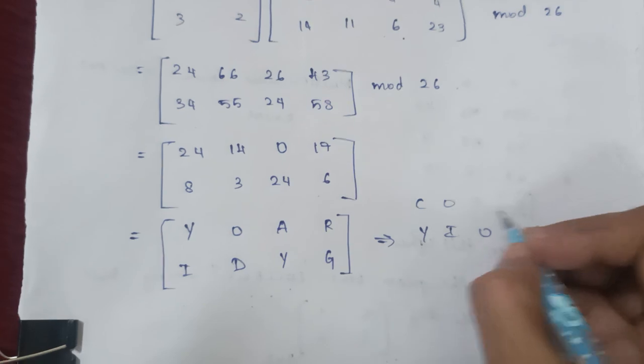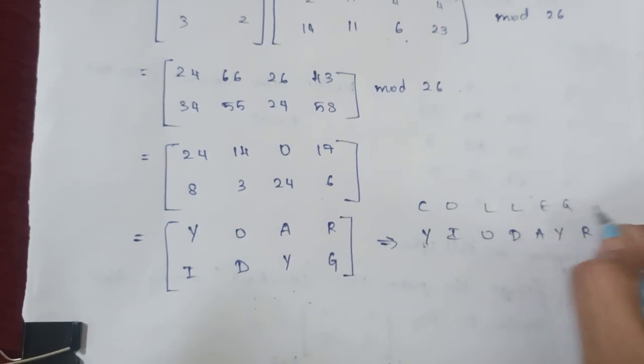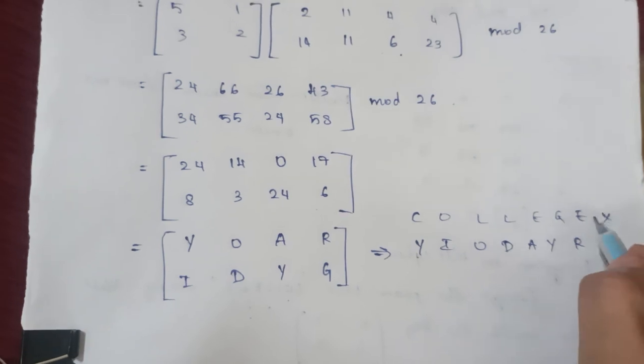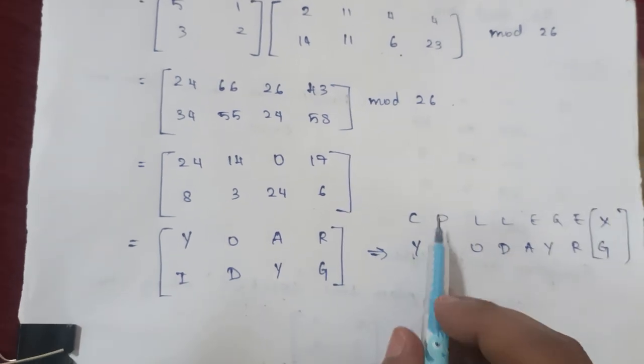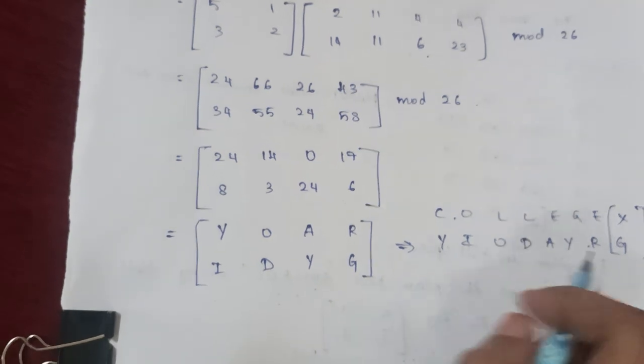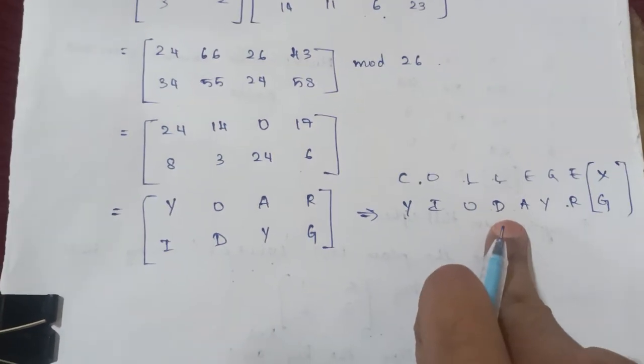So COLLEGE is, this is actually X, so neglect this term. College is encrypted to YIODAYR in Hill Cipher. This is how encryption is done in Hill Cipher.